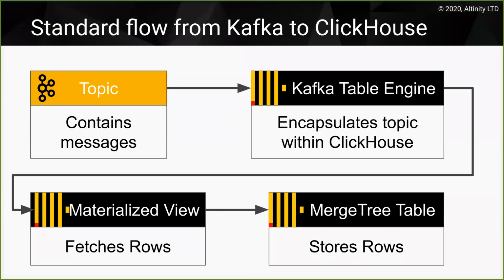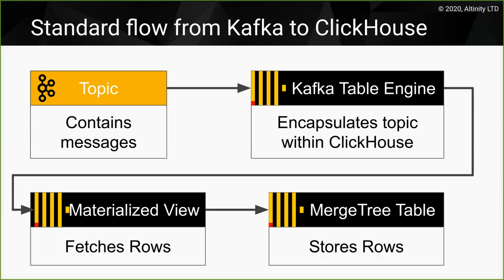So basically the flow that you get is you have a topic on Kafka, and that has messages that are coming in. The way that we're going to extract this out is we're going to use what's called a Kafka table engine. And this is a specialized table engine inside ClickHouse that actually encapsulates one or more topics and automatically fetches data out of them.